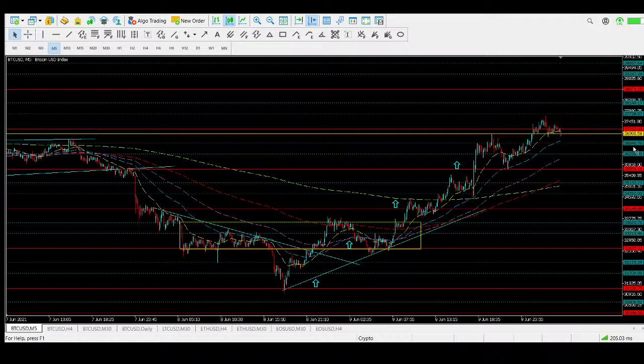Now we are looking at 36,640 as the next level, and it's around the same as the 50 moving average. The next one below that is 36,230, and the major one is 35,654. So this is the 5 minute Bitcoin US dollar chart on MetaTrader 5. It's available at the moment on MetaTrader 5.